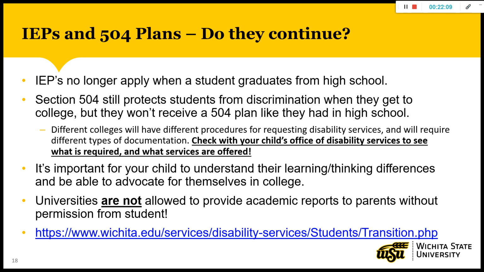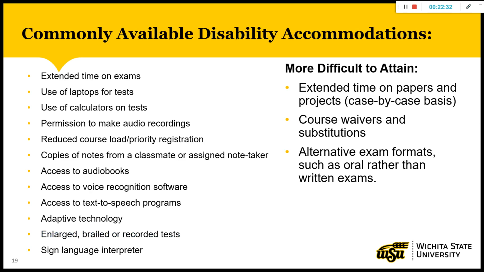There's a website down at the bottom there that will also give you some more context as to how we at Wichita State deal with that transition from high school to college. Again, check with the Office of Disability Services for whatever college or university that you're looking into, to make sure that they have a plan in place and the proper procedures for that transition.